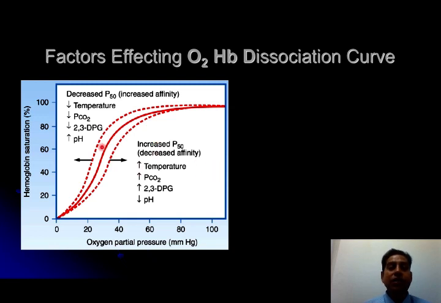Whereas the curve will shift to the left when there is a decrease in the P50. That means there is an increase in the affinity, which means it becomes more difficult for oxygen to dissociate. So this is what I've already talked about: a fall in the pH is equivalent to a rise in the hydrogen ion concentration.